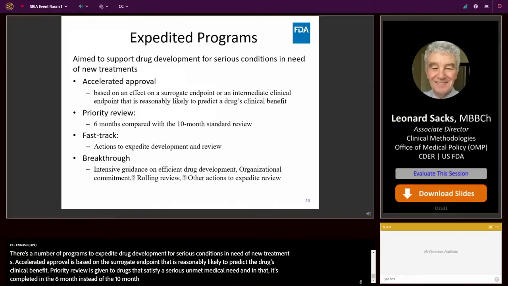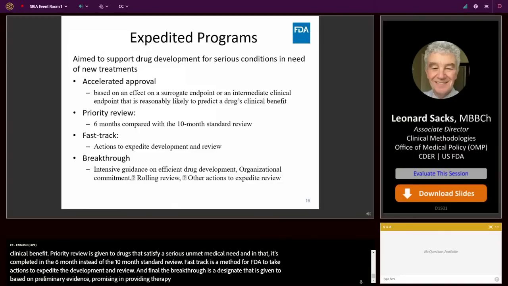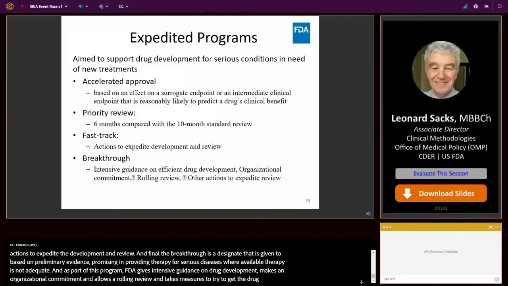Fast track, again, is a method for FDA to take actions to expedite development and review. And finally, breakthrough is a designation that's given to products that, based on preliminary clinical evidence, are promising in providing therapy for serious diseases where available therapy is not adequate. And as part of that program, FDA gives intensive guidance on efficient drug development, makes an organizational commitment, allows a rolling review, and takes measures to try and get the drug to patients as soon as possible.